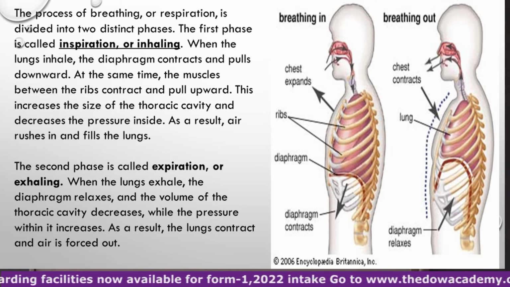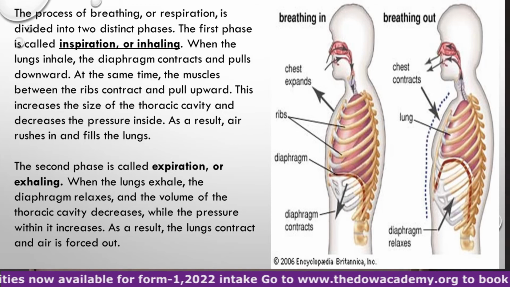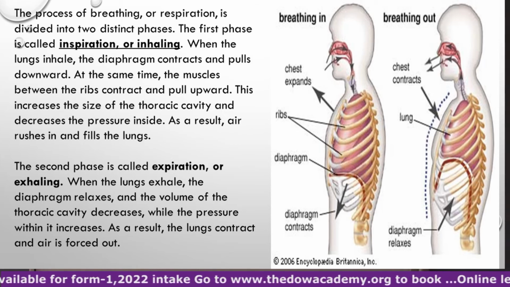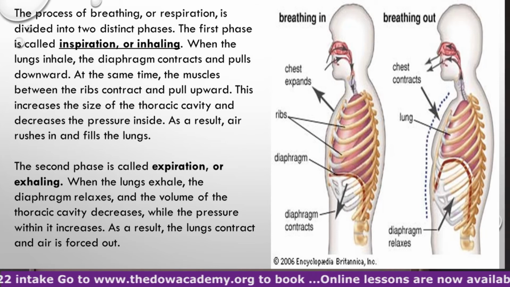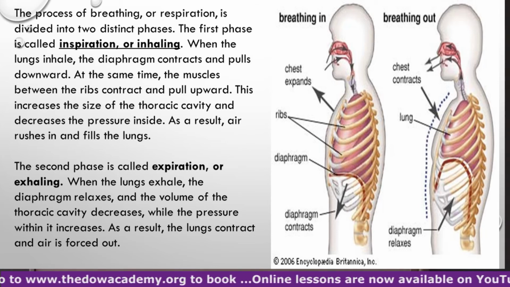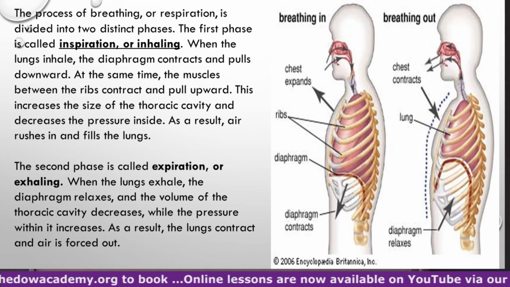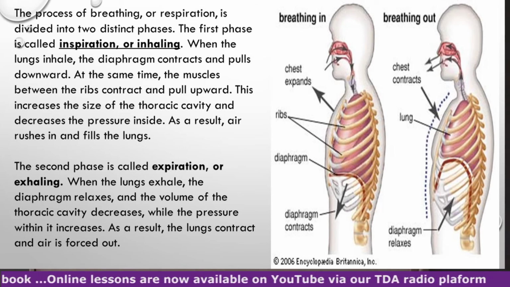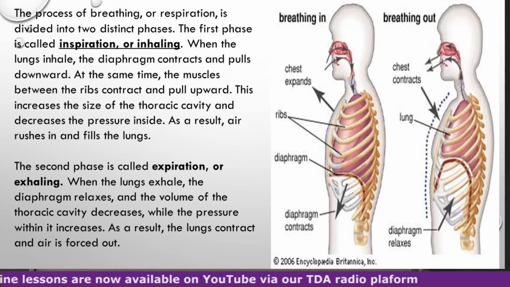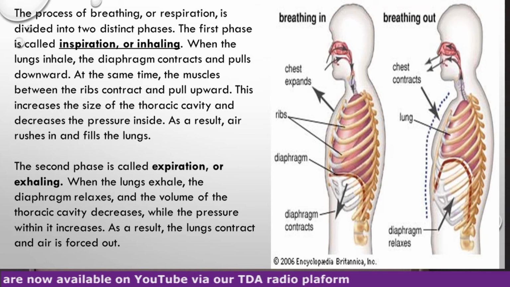So the second phase is called expiration or exhalation. When the lungs exhale, the diaphragm relaxes and the volume of the thoracic cavity decreases, while the pressure within it increases. As a result, the lung contracts and air is forced out. So the second aspect of this diagram here shows the breathing out or expiration.